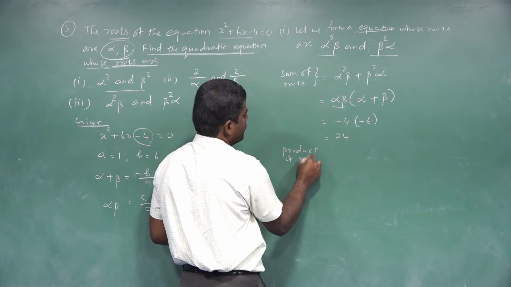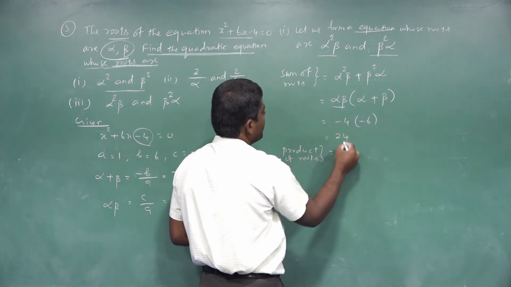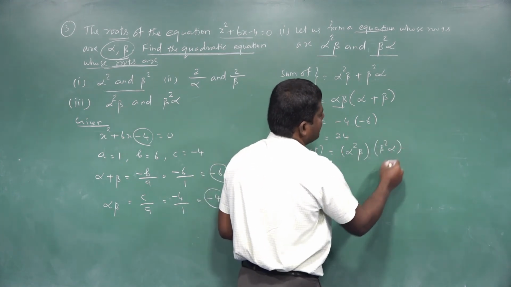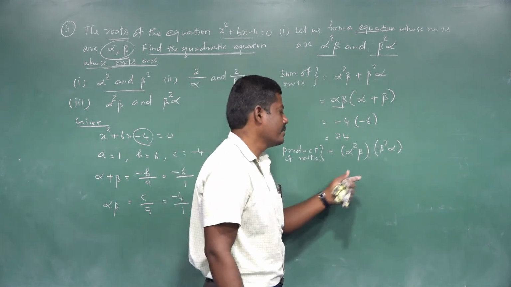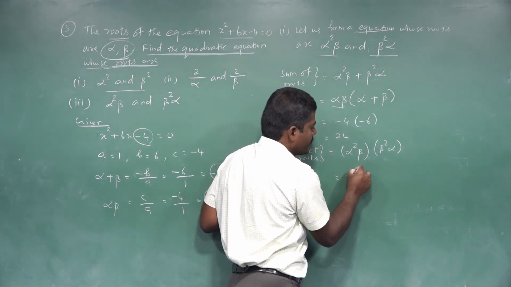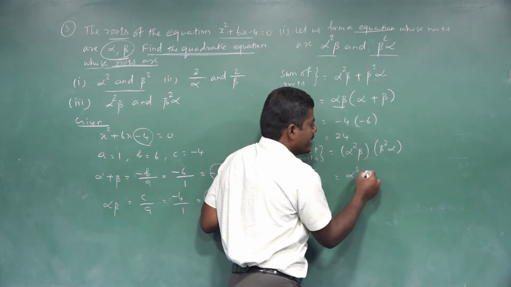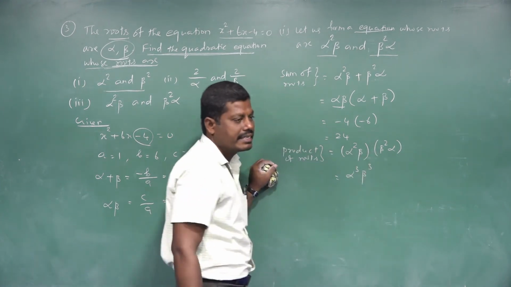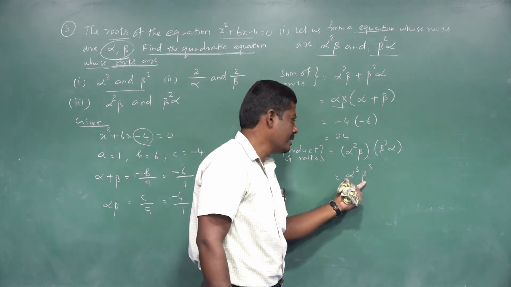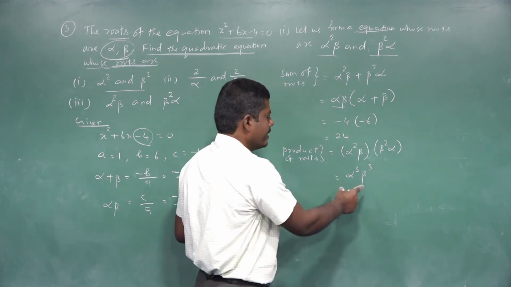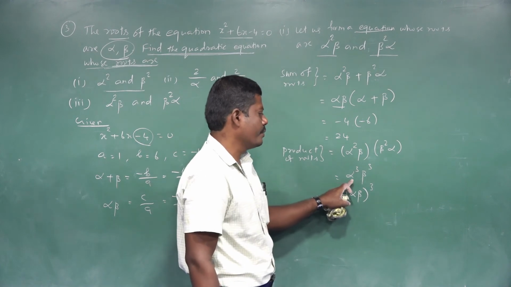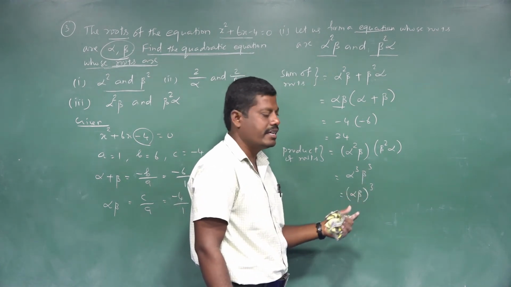Product of roots, which is equal to, product means alpha square beta multiplied by beta square alpha. Understand? Product of these two terms, we get alpha square multiplied by alpha, alpha cube. Beta multiplied by beta square, beta cube. Understand? Alpha cube, beta cube. Both the terms have the same power. Simply we can write alpha beta the whole cube.